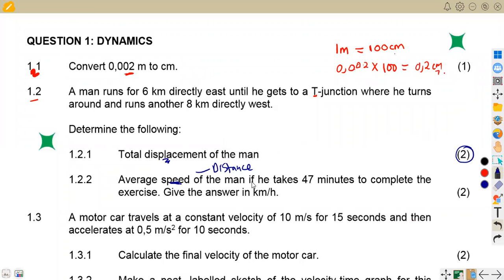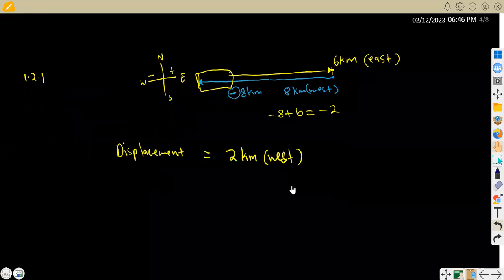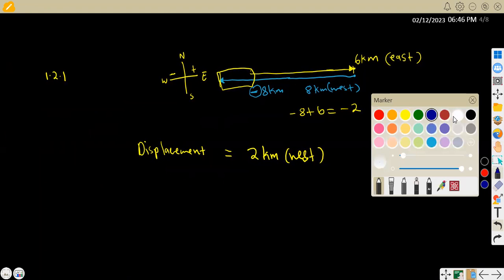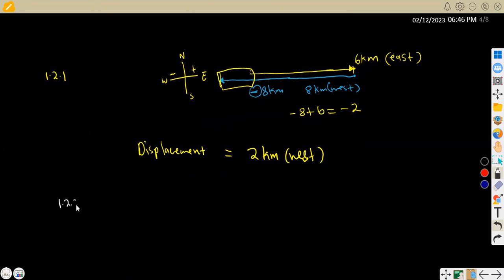If it takes the man 47 minutes to complete the exercise, give the answer in kilometers per hour. But take note your time is in minutes, so you are supposed to convert this to hours because your answer is needed in kilometers per hour. Let's start with the distance first, because we must have the total distance which was traveled in this case. So this is 1.2.2.